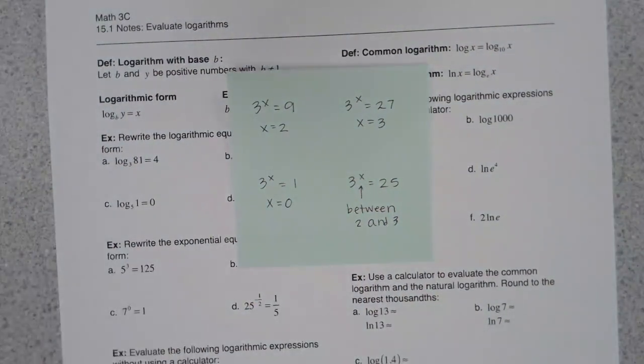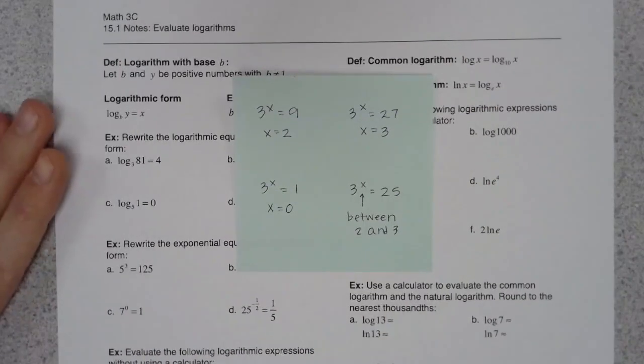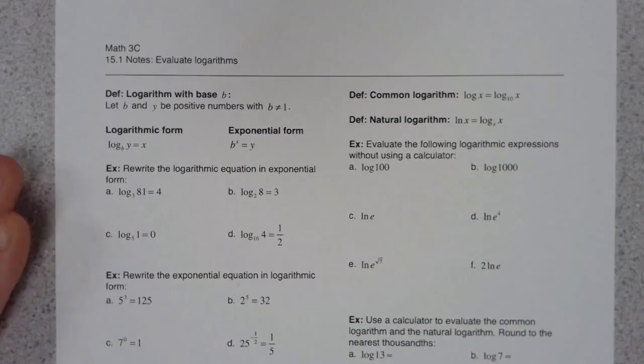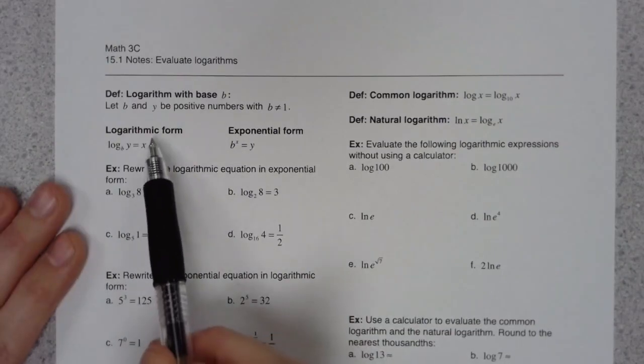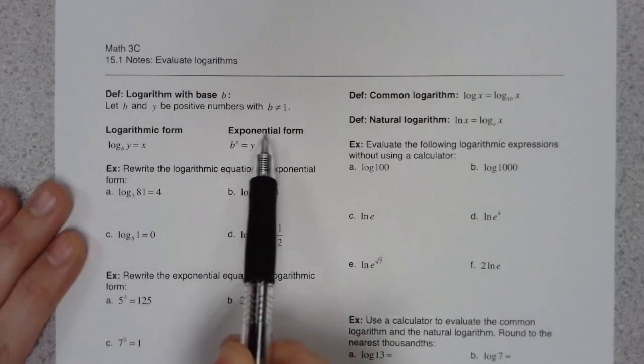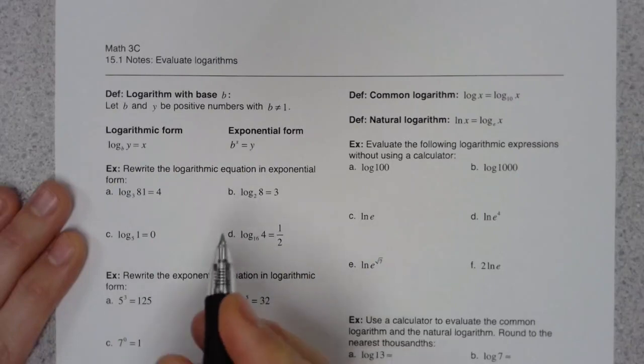And so what logarithms do is give us a way to solve the problem, to figure out what the exponent is when the exponent is not a whole number. So in order to be able to find out what that exponent is when it's not a whole number, logarithms were developed.